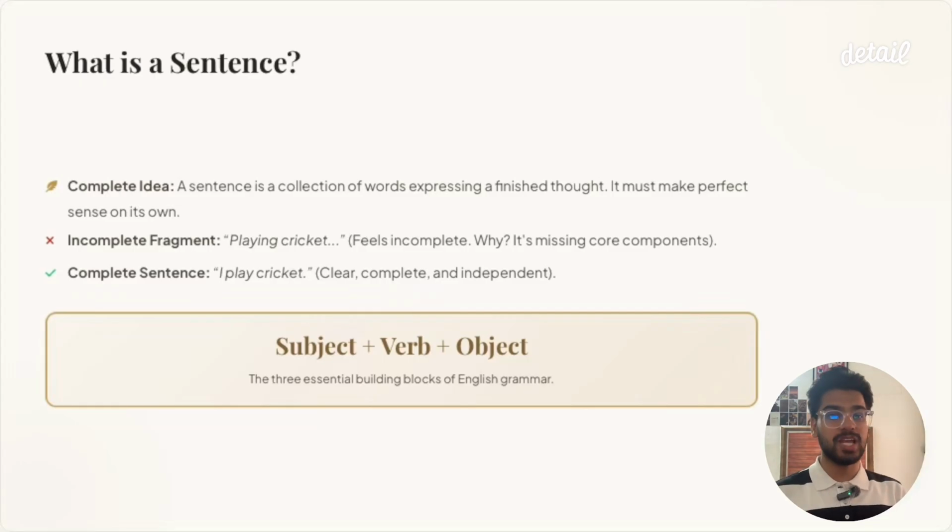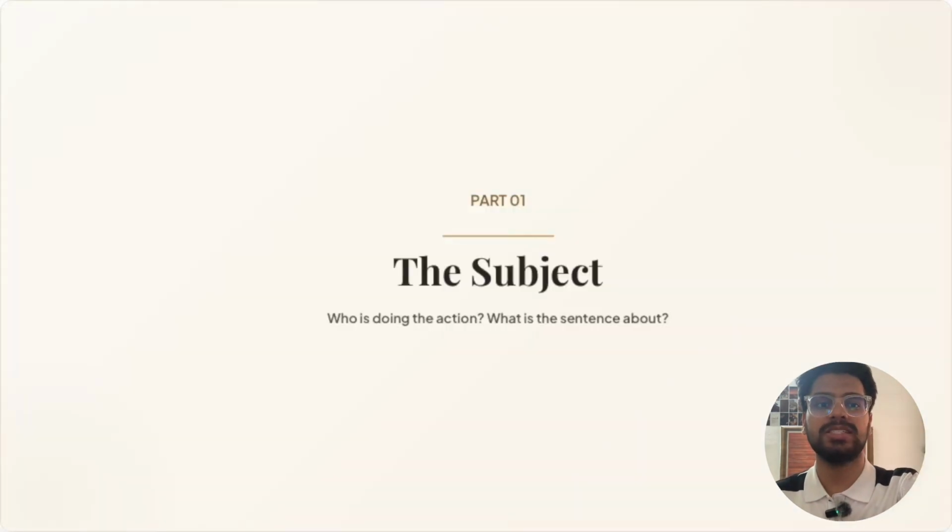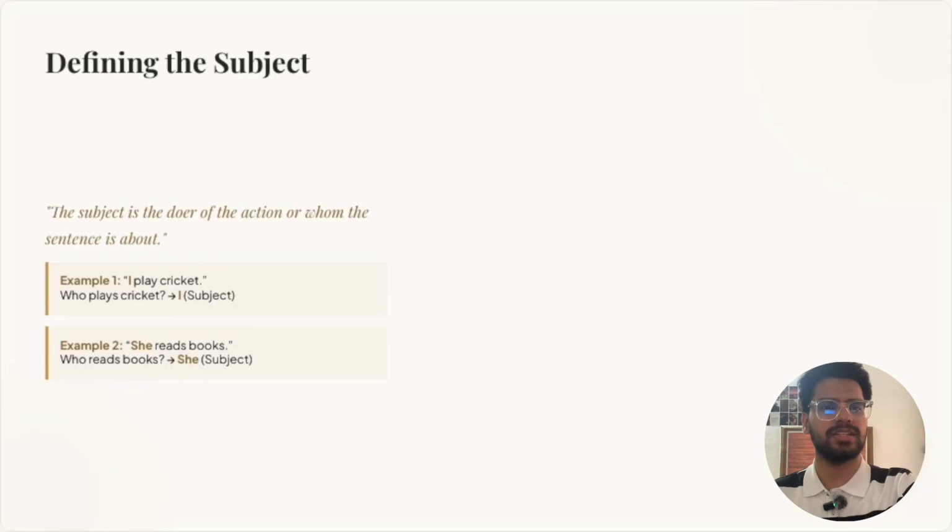So, we are done with understanding what a sentence is. Now, let's move on to the subject. So, what is a subject? The subject tells us who is doing the action or who the sentence is about. In simple words, the subject is the doer. For example, I play cricket. Who plays cricket? I. So in this sentence, I is the subject.